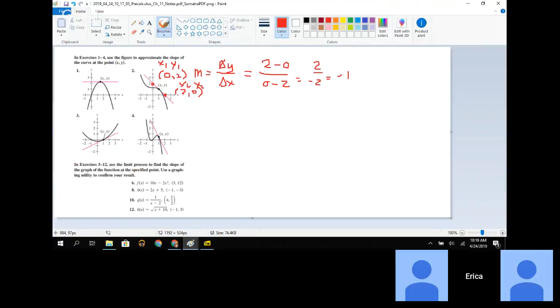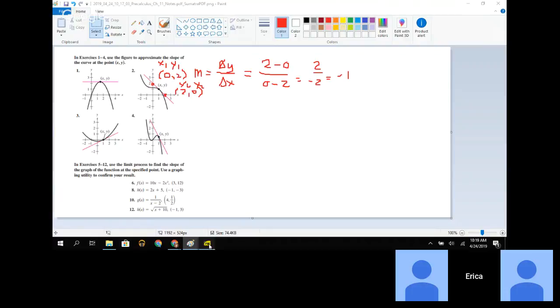So far, so good, right? You're like, okay, I can do this. Not a big deal. So then we get to the next piece. It says in exercises 5 through 12, use the limit process to find the slope of the graphs of the functions at the specified point. Use a graphing utility to confirm your result. Okay, so this is where it's going to get a little bit more mathy and complicated. Not hard, just more math.